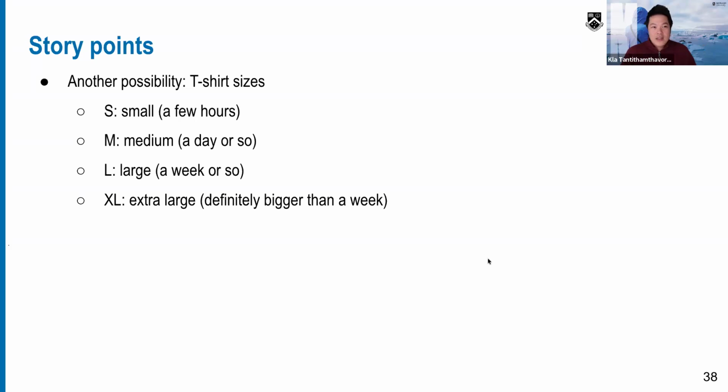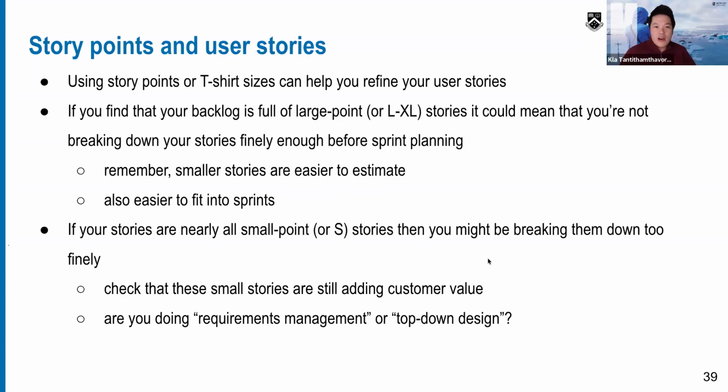It helps a lot. Using story points or t-shirt sizes can help you refine your user story as well. If you find that your backlog is full of L or XL stories, that means you are not breaking down your stories finely enough before the sprint planning, as I told you. Remember, smaller stories are easier to estimate, and also easier to fit into the sprint. But if your user stories are nearly all small, maybe 20 of S, then you might be breaking down too finely.